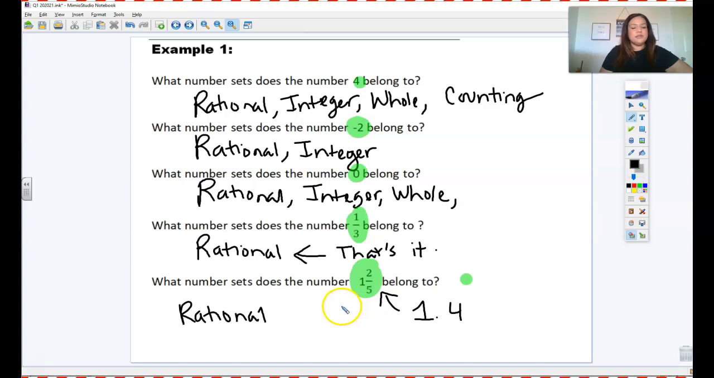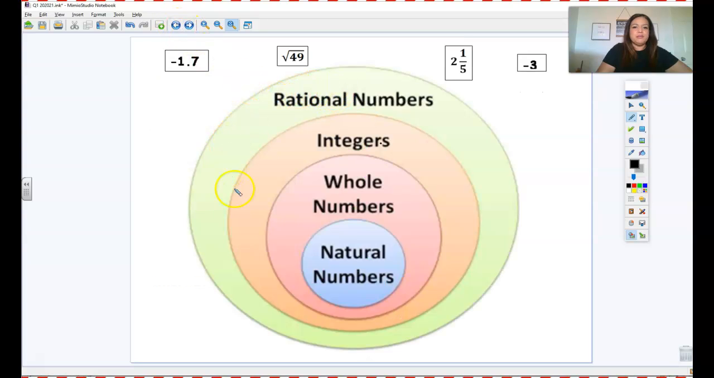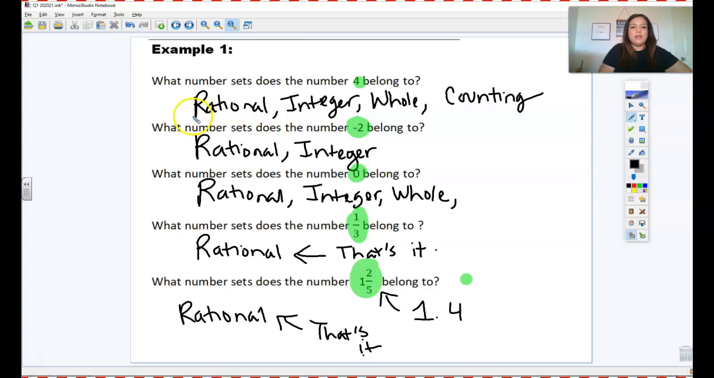Nope, because the integers can only be whole numbers and their opposites, in other words, negative whole numbers. Because of that decimal, that's it. So that's how I use my rational number diagram to tell where my numbers belong, and then I can tell what number sets they belong to.